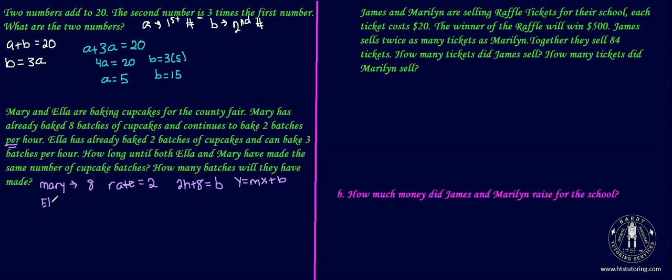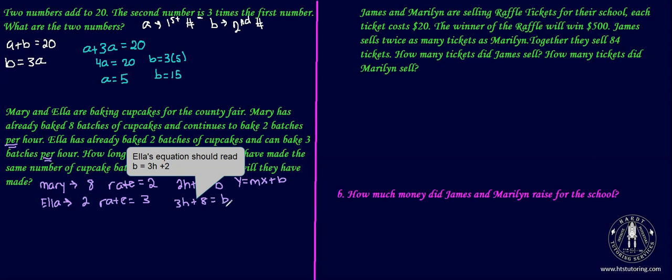Now let's talk about Ella. What does it tell us about Ella? Ella has already baked 2 batches. Okay, so my starting point is 2. And can bake 3 batches per hour. Cool, we have another rate. So her rate is 3. So I'm going to set hers up as 3h plus 8 equals b. And so now I have two equations. B equals 2h plus 8. And I have b equals 3h plus 8.